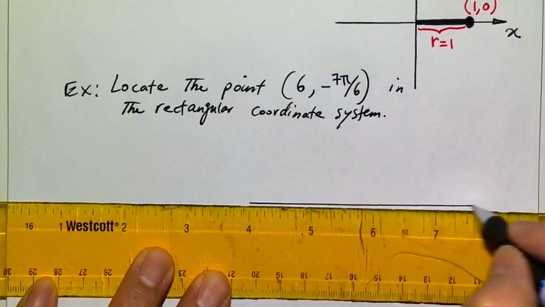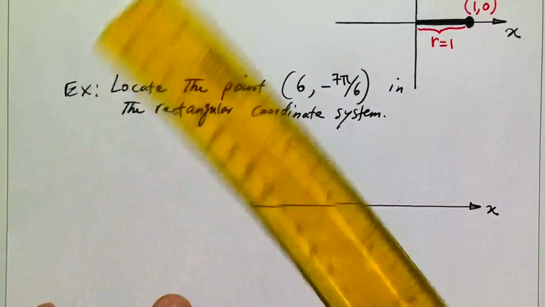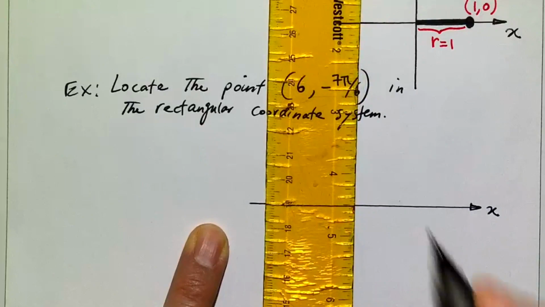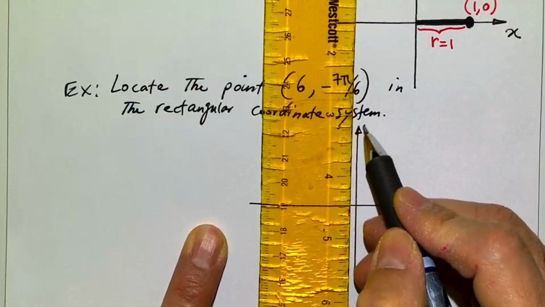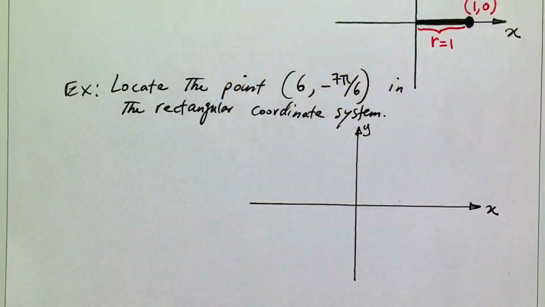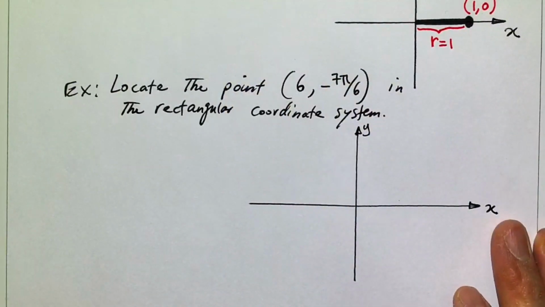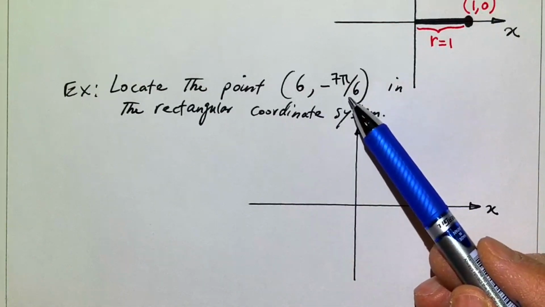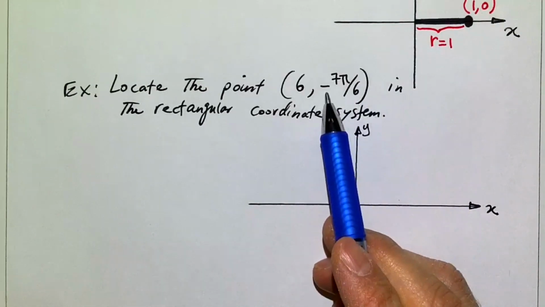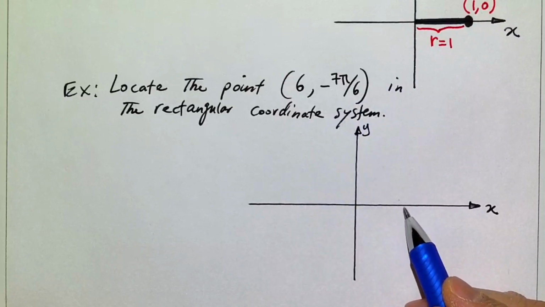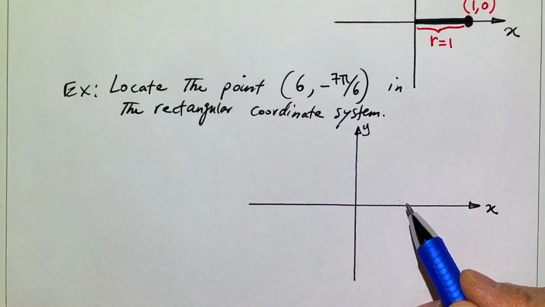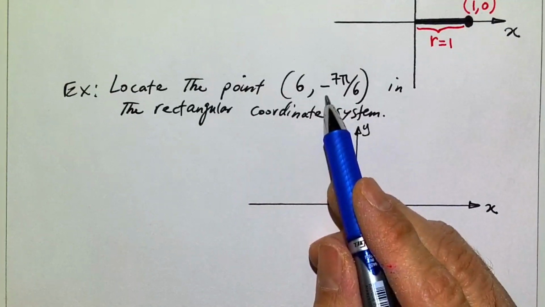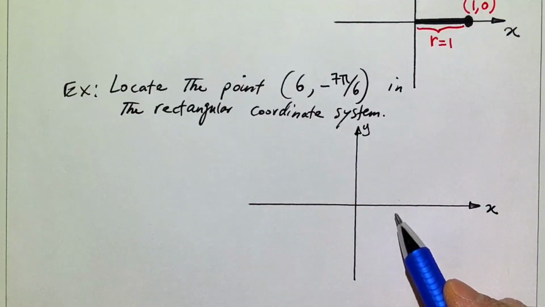Okay, so let's do that here. X and y-axis here, like that. So notice that this is a negative angle, and one of the first lessons we learned in this course is that if you have a negative angle, that goes in the clockwise direction. So counterclockwise is positive direction, negative is clockwise direction.